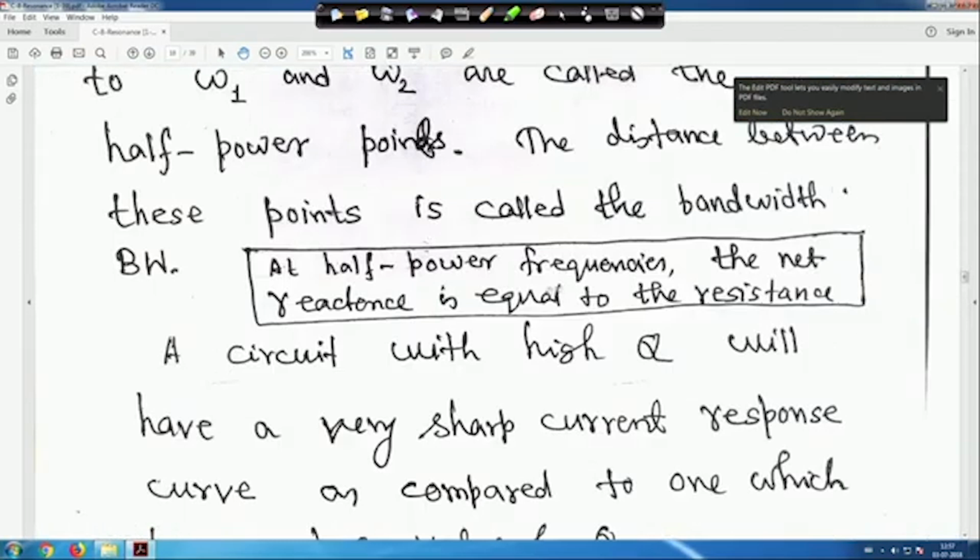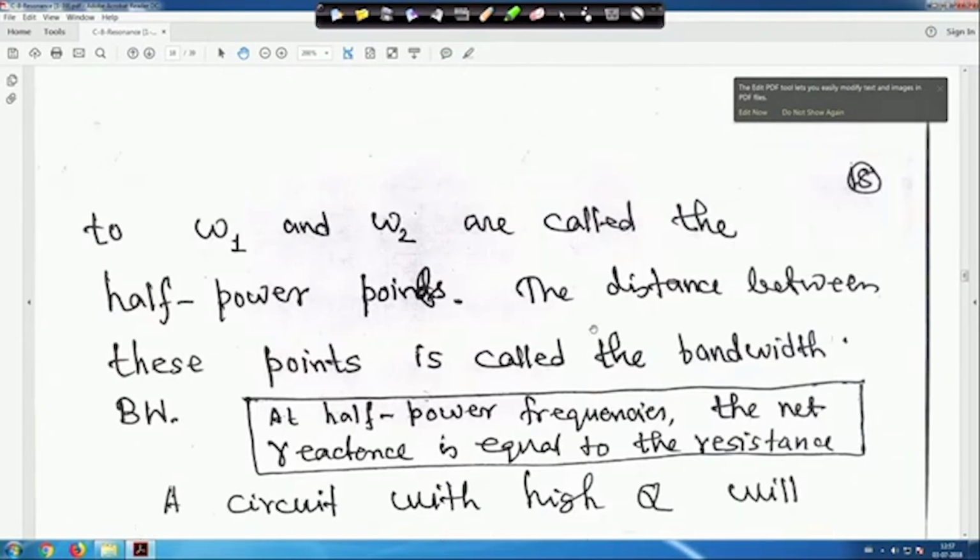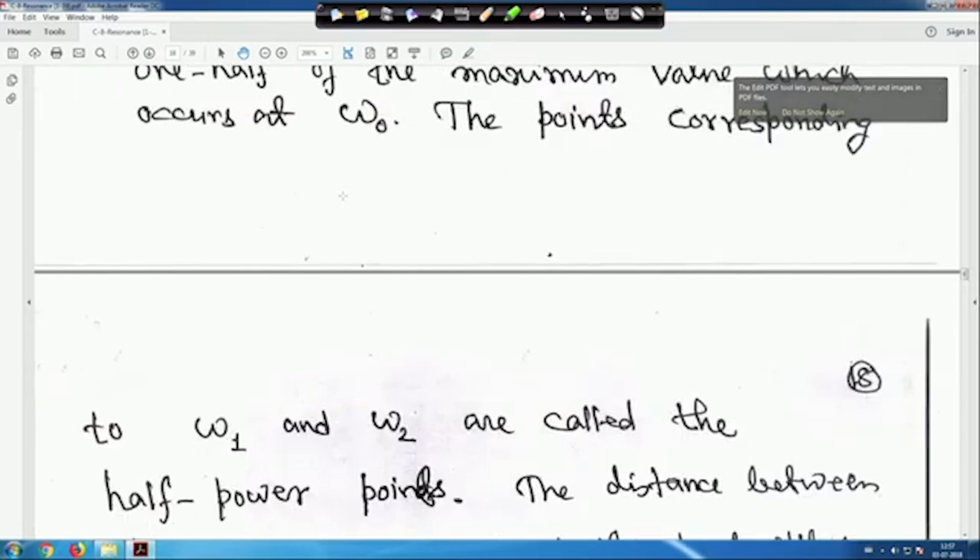At half power frequency the net reactance is equal to the resistor. This is written because I am making it for you. Suppose Z is equal to R plus j(XL minus XC) for a series RLC circuit.